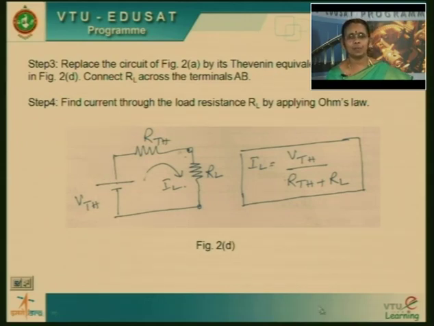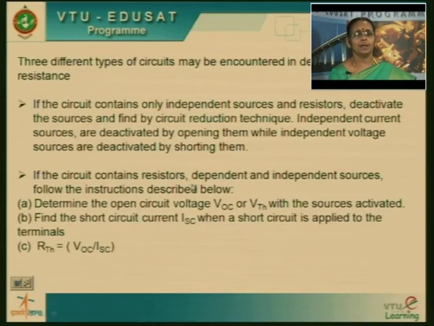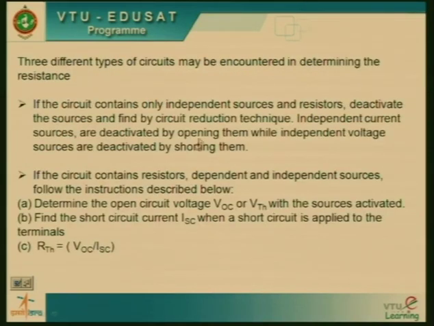Just by applying Ohm's law, you can find out the load current IL, which is equal to V Thevenin divided by R Thevenin plus RL. This is the way we can calculate the current through any resistor by applying Thevenin's theorem. This is the simple example which I have taken. Next, in case we come across a different type of sources, I just now took an independent source.